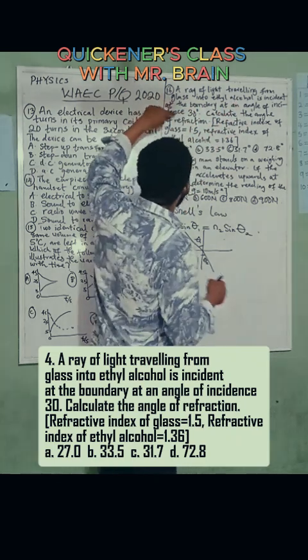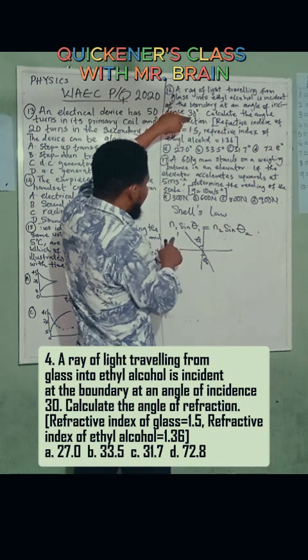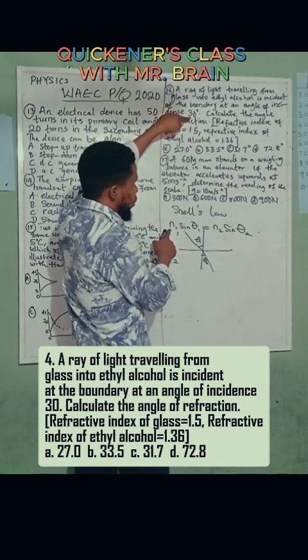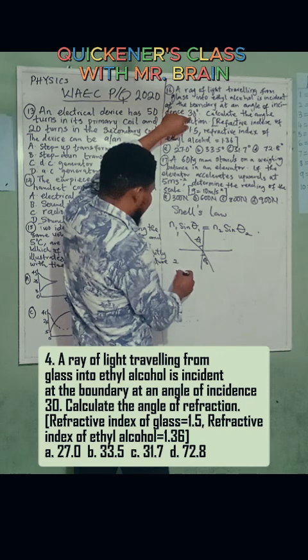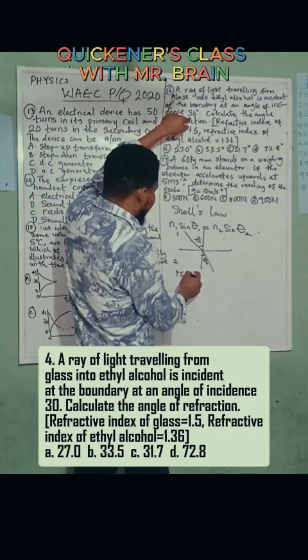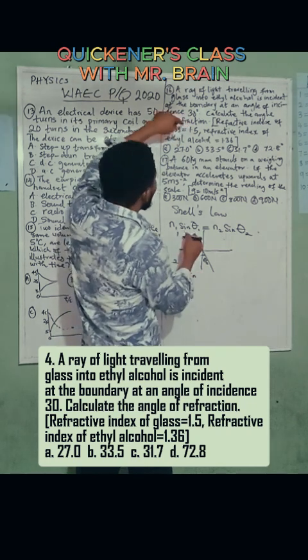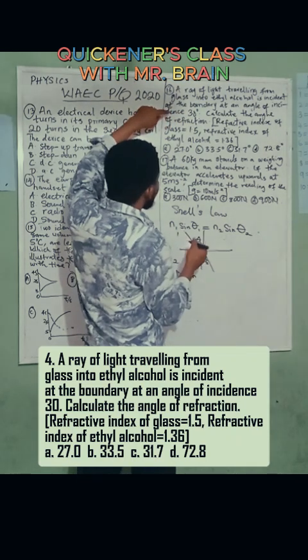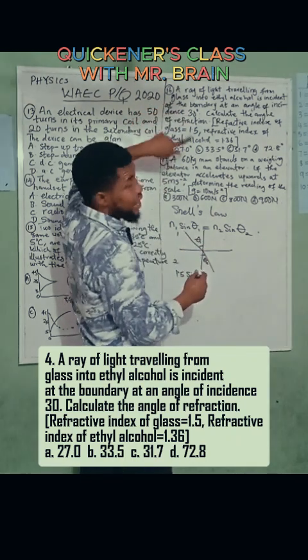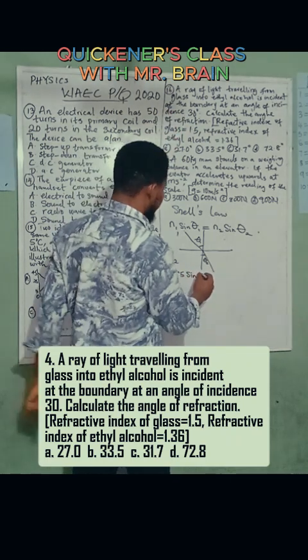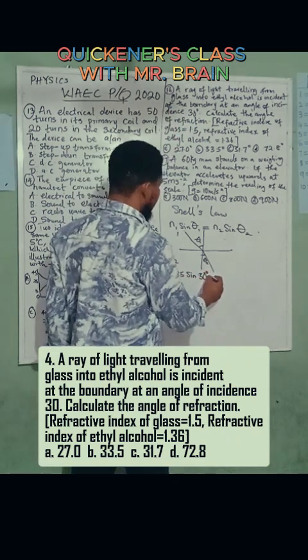So the angle of incidence in glass is 30 degrees. The first refractive index we are using is for glass. I get 1.5 for glass. Then multiply by sine of the angle of incidence, which is 30 degrees. Yes, 30 degrees.